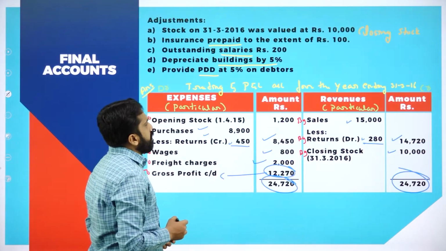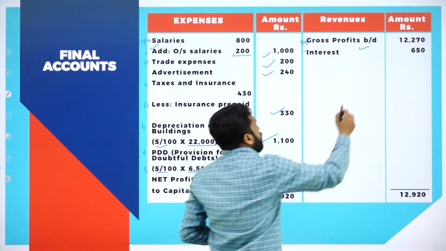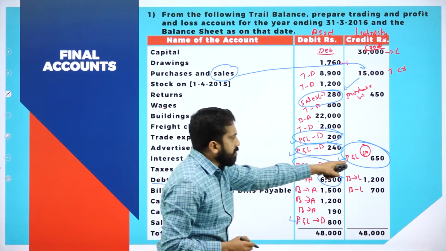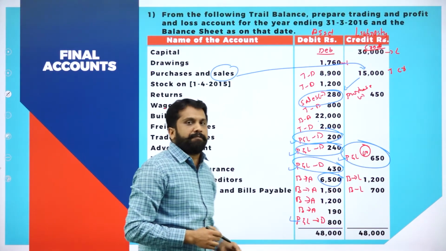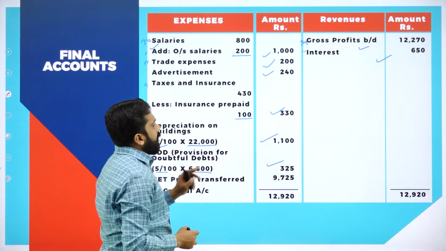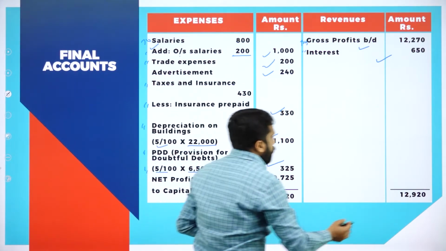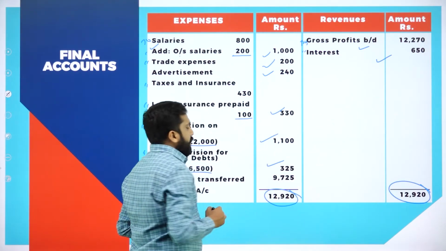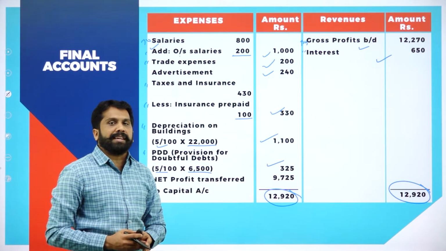Now, so I have taken interest 650. Say your interest is how much? 650. Now, once it is done, you have to check your total. It is 12,920. How come you got 12,920?